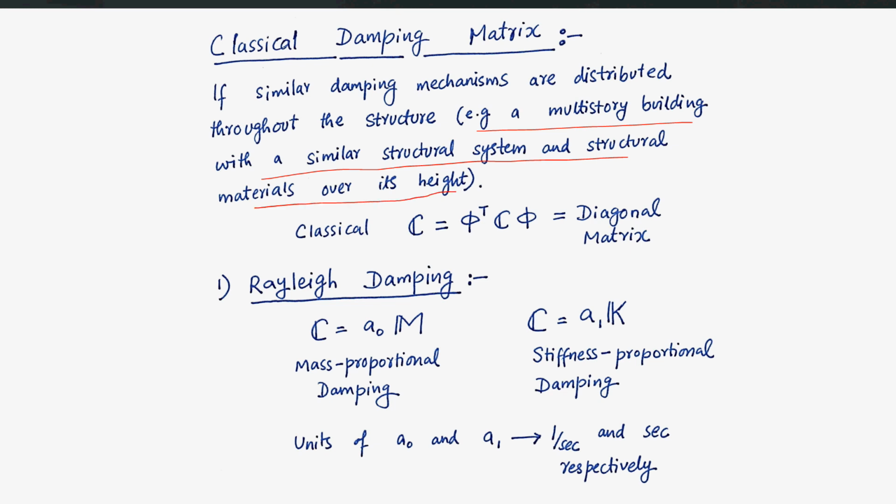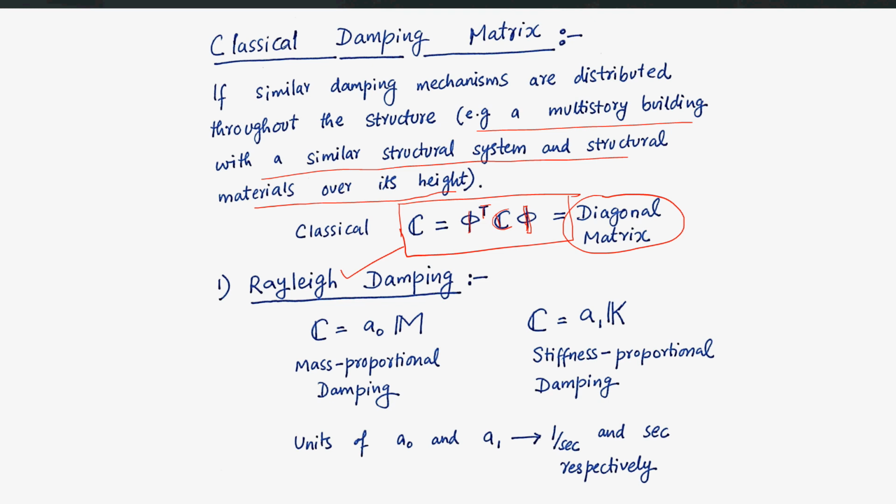So in that case, the assumption of classical damping, that this matrix phi transpose C matrix into phi again, the big phi matrix containing all the mode shape vectors, is a diagonal matrix. This assumption is reasonable in most cases when similar damping mechanisms are distributed throughout the structure. So the most commonly used formulation for the construction of the classical damping matrix is the Rayleigh damping. So we will discuss that in this lecture.